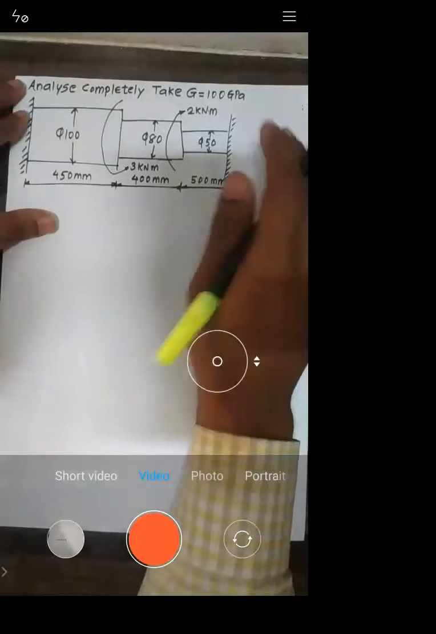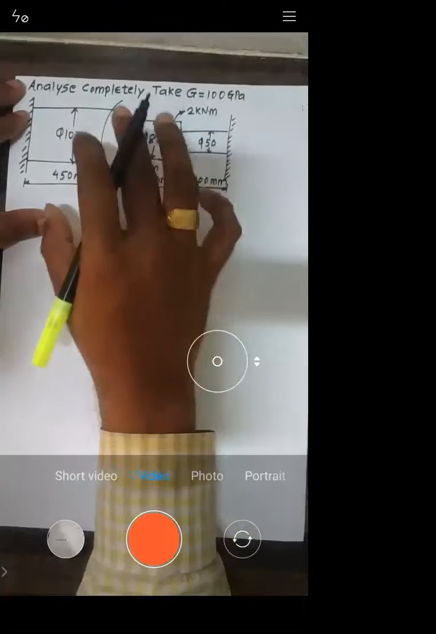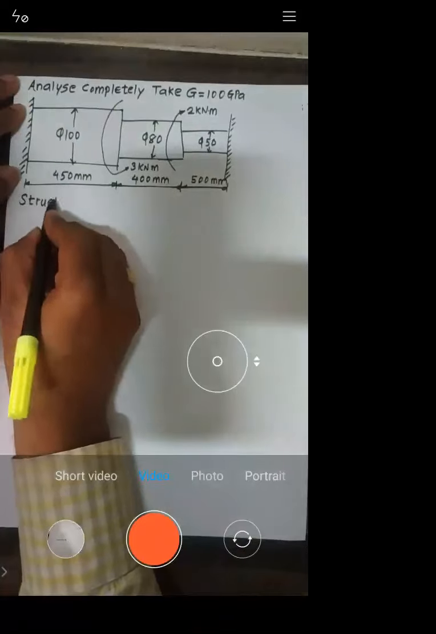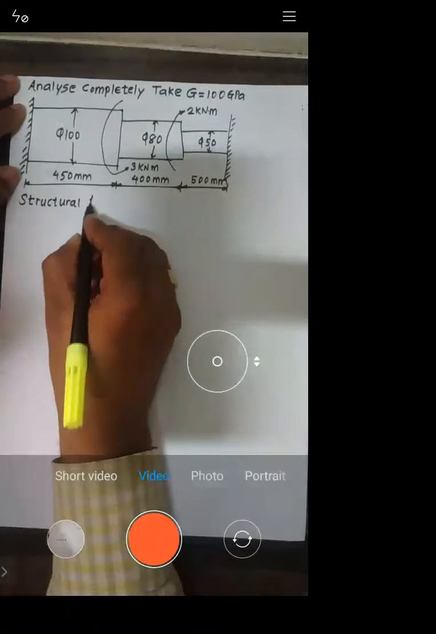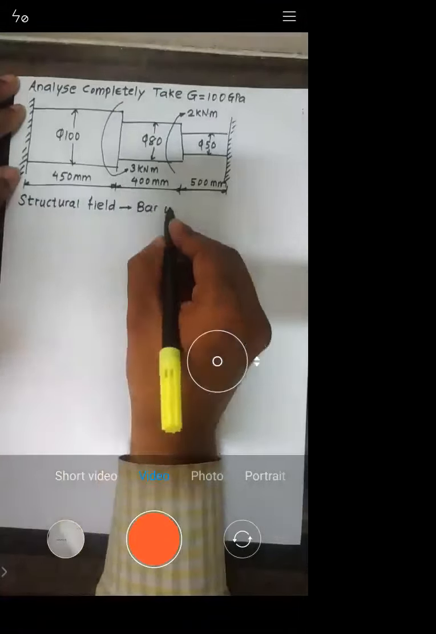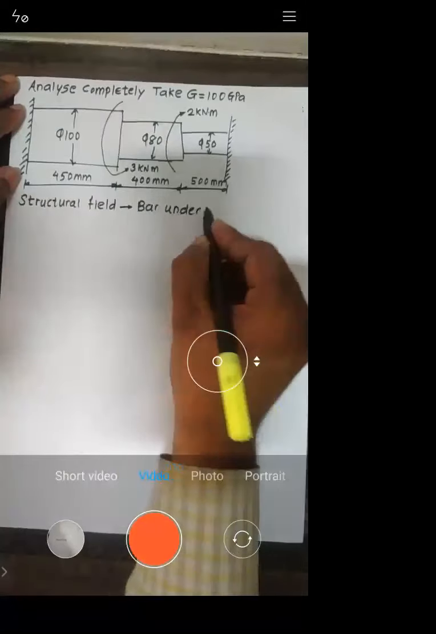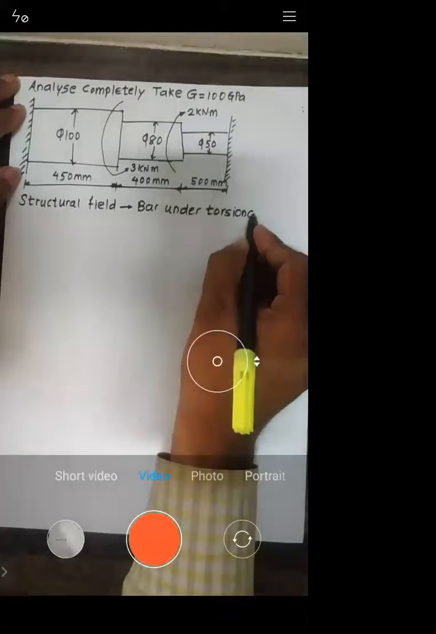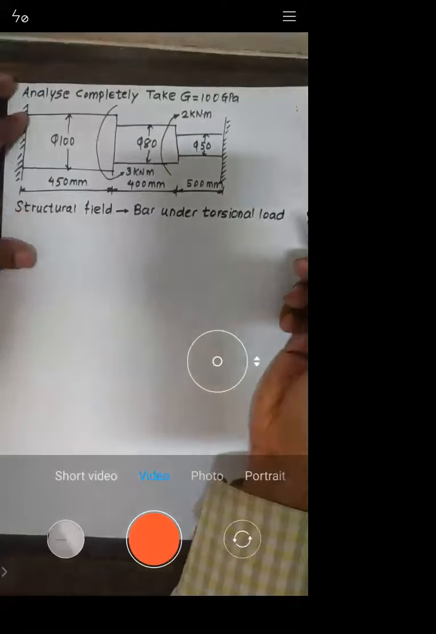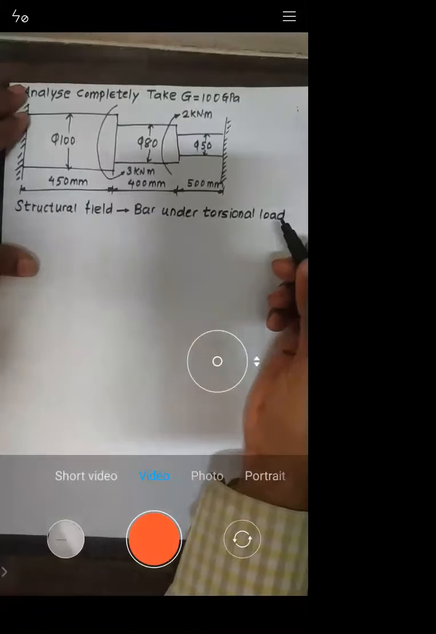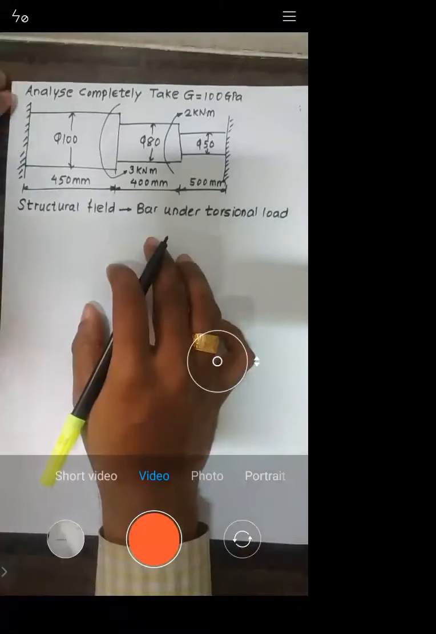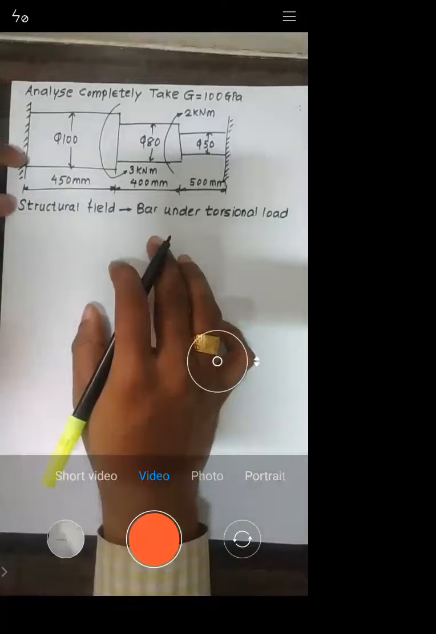Just by looking at the problem, you can understand that this problem belongs to the structural field, and that is basically a bar under torsional load. This is a bar which is applied with a torque. So you know that for a bar under torsional load, you have the value of EME, element matrix equation, that is given by GJ by L.